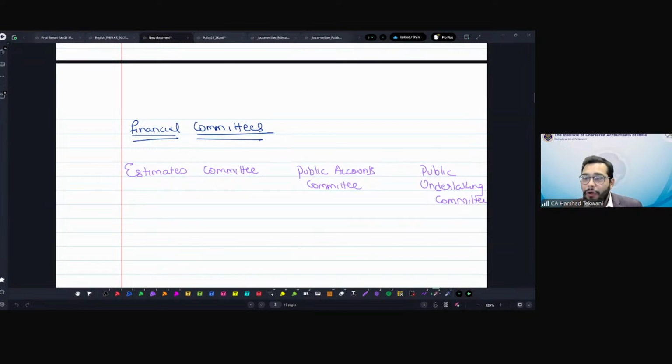So the Public Accounts Committee may say that this is a public sector undertaking specified under the Fourth Schedule, so you look into that. For undertakings other than those in the Fourth Schedule, the Public Accounts Committee is there and the Estimates Committee is there. So this is the difference between all three committees, and they discuss on these matters.